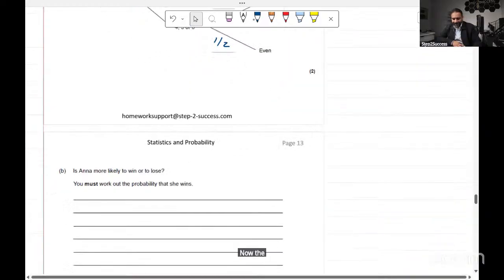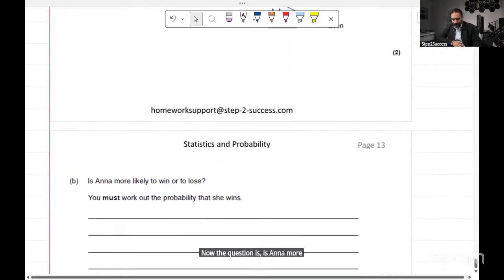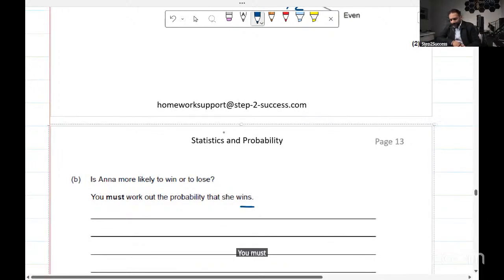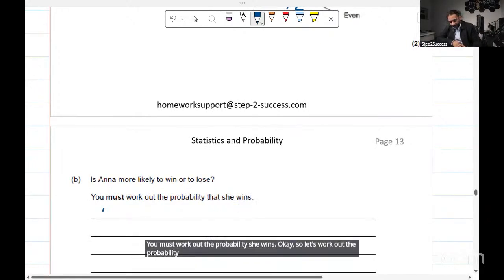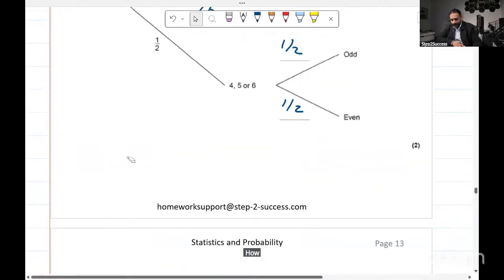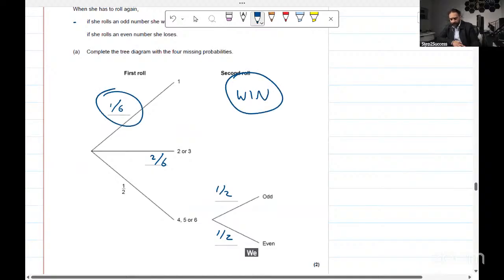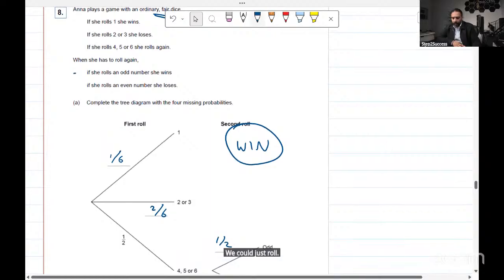Now the question is, is Anna more likely to win or to lose? Right. You must work out the probability she wins. Okay, so let's work out the probability of winning. How can we win? We could do it over here. We could just roll a 1 straight away, right?